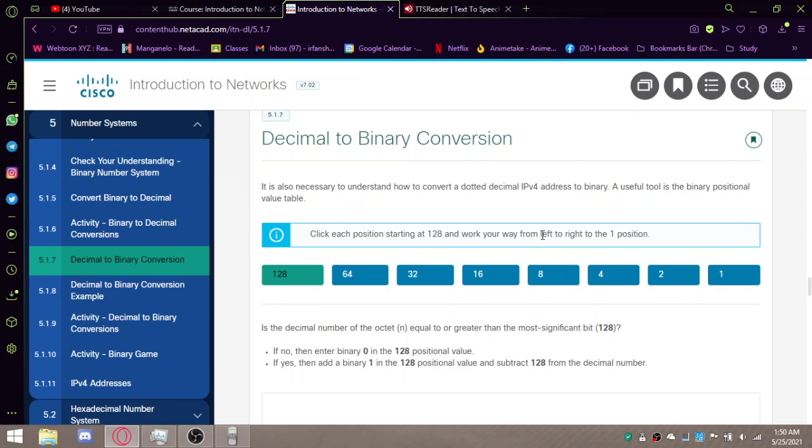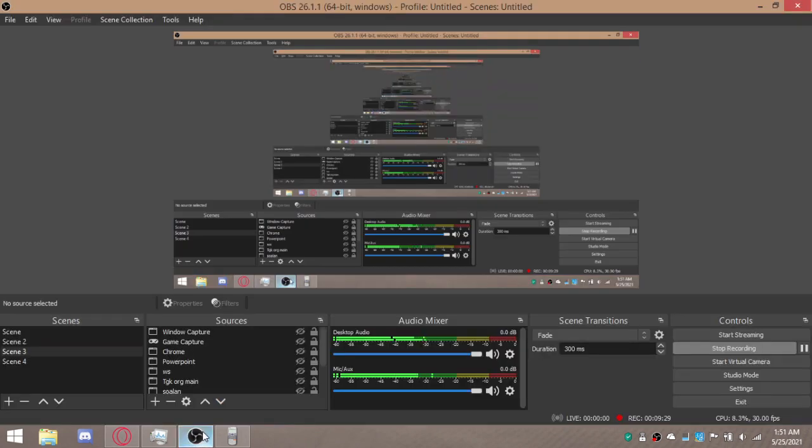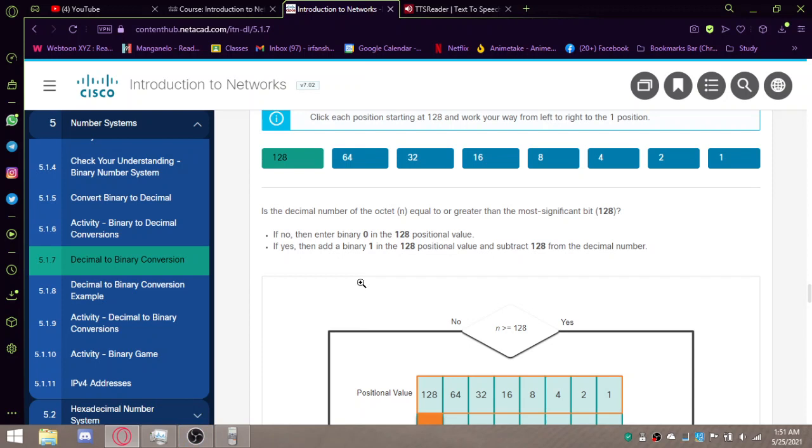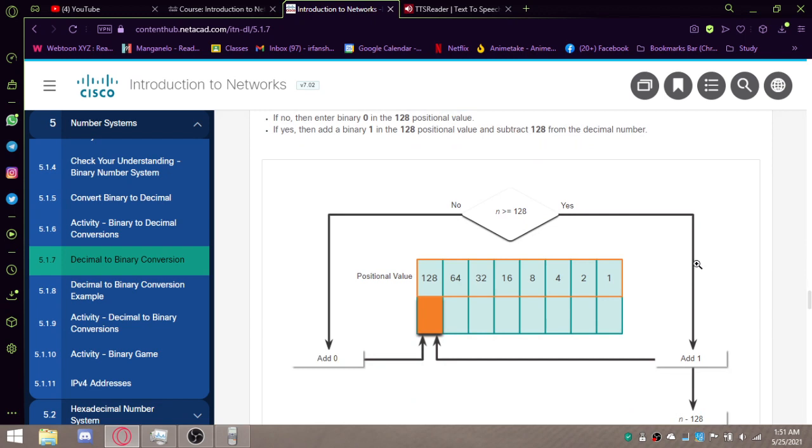Decimal to binary conversion. It is the decimal number of the octet equal to or greater than the most significant bit? If no, then enter binary 0. If yes, then add. If n is less than or equal to 168, bigger than.